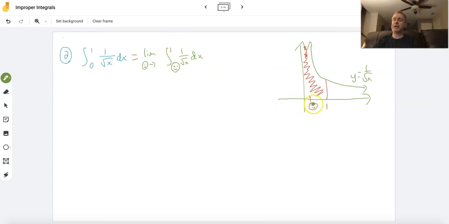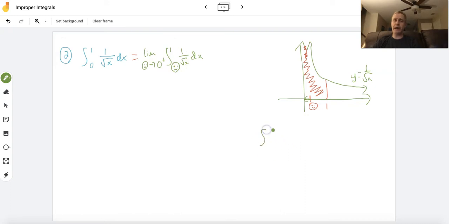And since Mr. Smiley Face is going to be located somewhere here in the interval between 0 and 1, we're going to want Mr. Smiley Face to approach 0, and Mr. Smiley Face is going to approach 0 from the right-hand side. So I'll write here, Mr. Smiley Face approaches 0 from the right-hand side. And now I have basically my improper integral rewritten in the proper form with a definite integral inside a limit. What I'll now do is first evaluate just this definite integral.